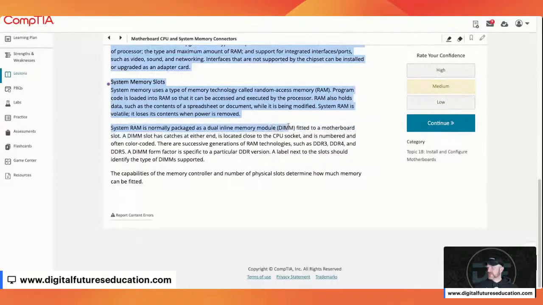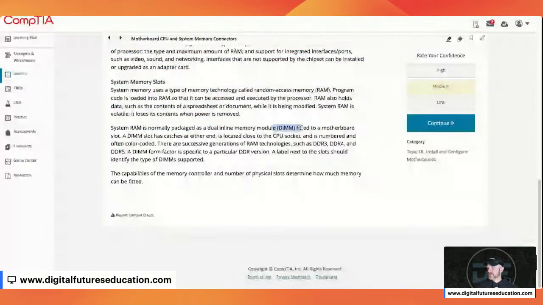An important feature here is known as the dual inline memory module, DIMM, fitted to a motherboard slot. A DIMM slot has catches at either end and is located close to the CPU socket. It is numbered and often color-coded. There are successive generations of RAM technology, such as DDR3, DDR4, and DDR5. A DIMM form factor is specific to a particular DDR version.